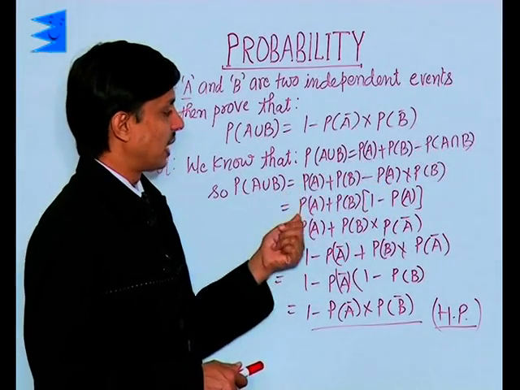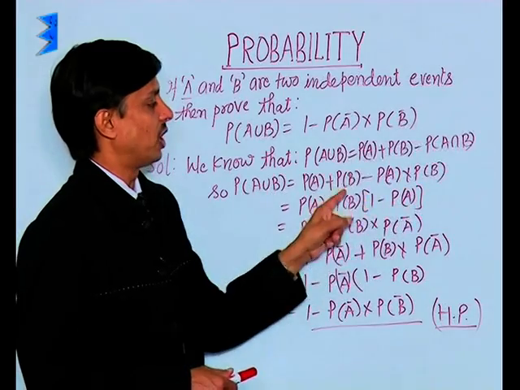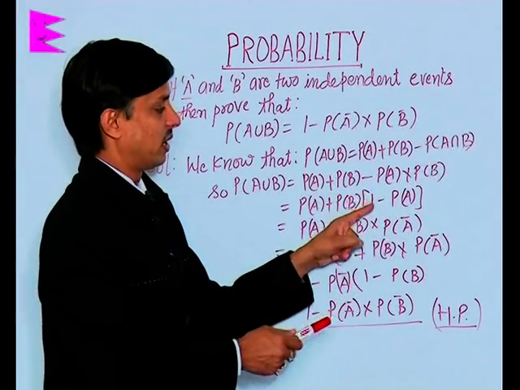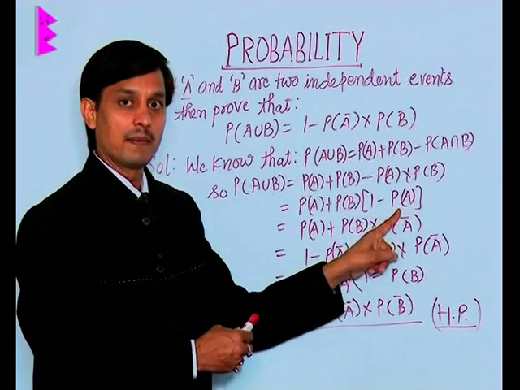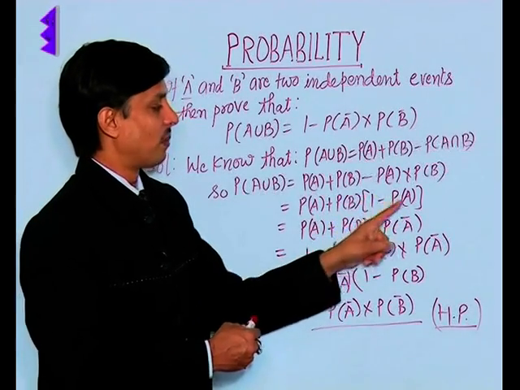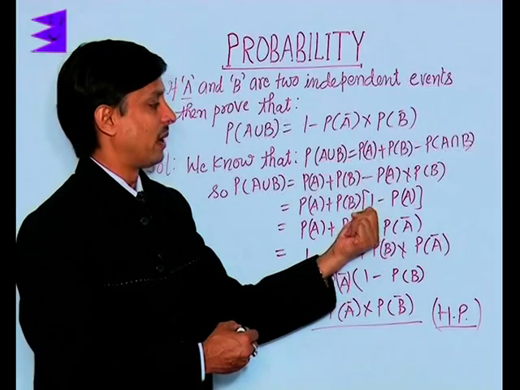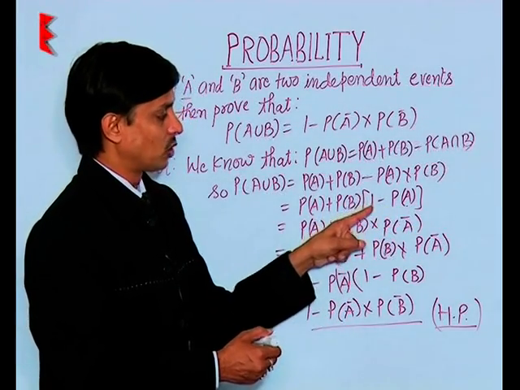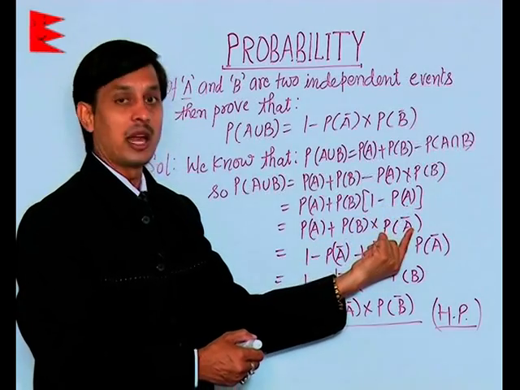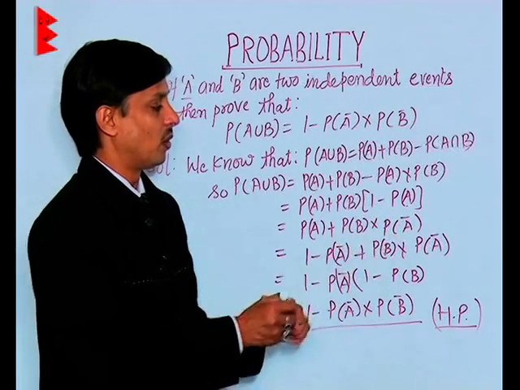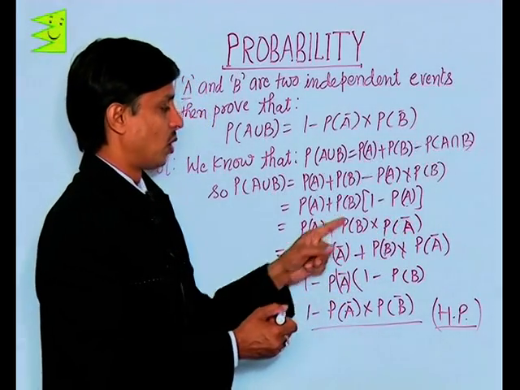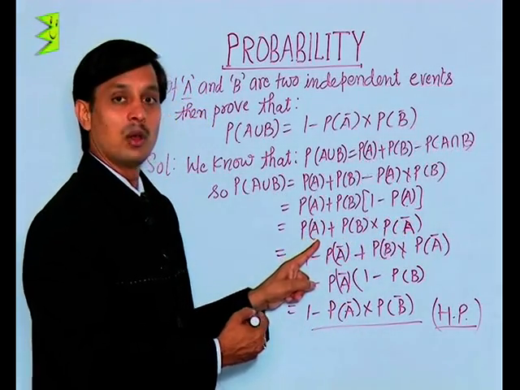Now P(A) is as it is, and if probability of B is taken common, then we will get 1 minus probability of A. 1 minus probability of A, that is 1 minus happening, is what? Probability of not happening. So in place of 1 minus probability of A, we can write probability of not happening of A, probability of A bar, probability of A not, into probability of B, and P(A) as it is.